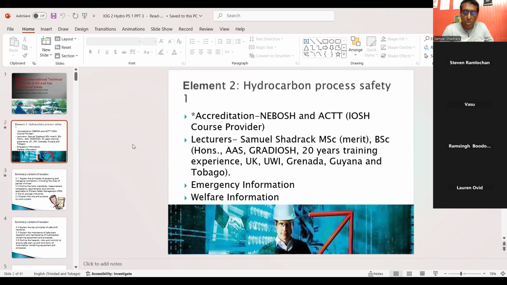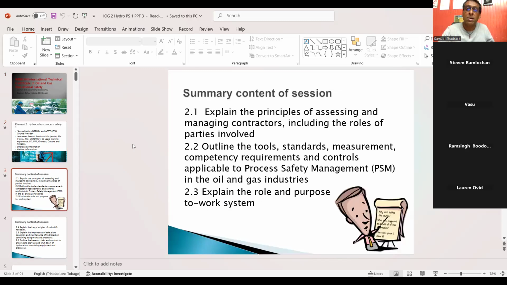So this one, element 2, if I could hold it up in the book, speaking of book, you'd see here the name of the element: hydrocarbon process safety, that's the heading there. And then we look at the learning outcomes, things like contractor management. If you look at the first point, this point is on the syllabus, not the textbook. The syllabus says you need to explain the principles of assessing and managing contractors, including the role of parties involved, outline the tools, standards, measures, measurement, competency, requirement, and controls applicable to process plant or process safety management, right? The heading is, of course, what I told you.